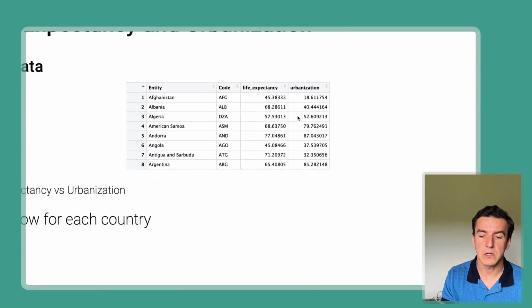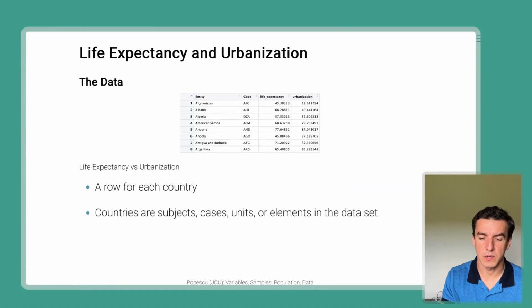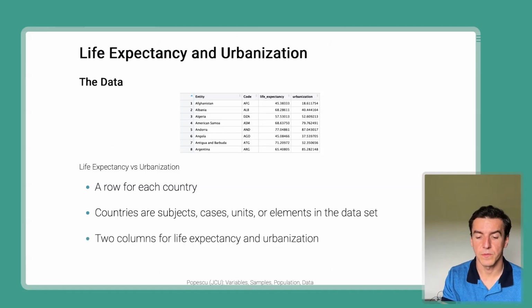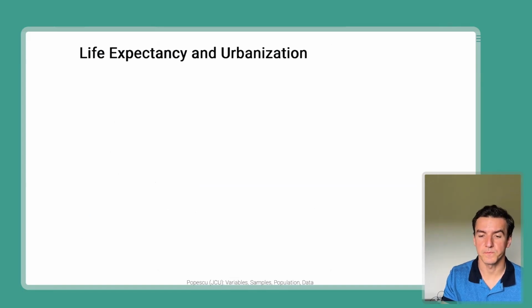So the point here, this is a data set where every single row is one country. So in other situations, units could also be people, could be firms, could be survey respondents, and so on and so forth. So the variables are life expectancy and urbanization. These are the two columns that we have here. So these are the characteristics that vary among units.